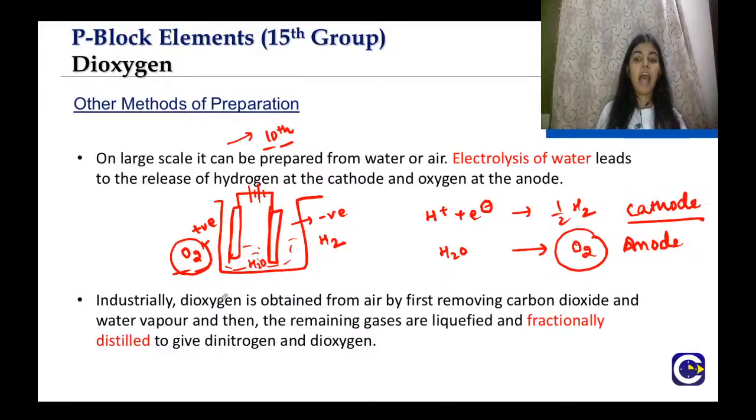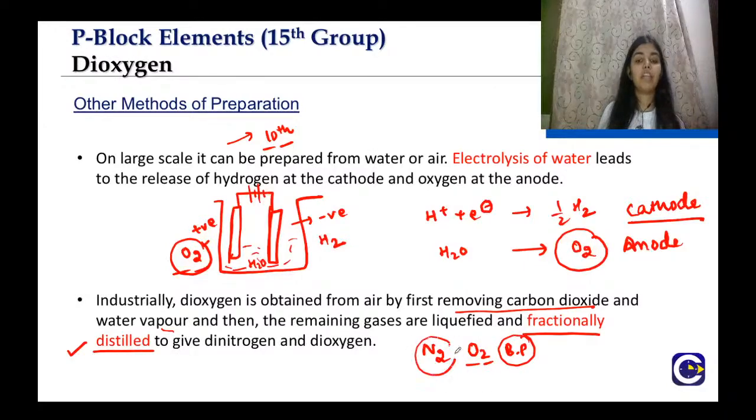Industrially, it is the fractional distillation of air. If we take air and remove carbon dioxide and water vapor from it, the remaining gases will be basically nitrogen and dioxygen, right. Here the boiling point of oxygen is higher. So when you heat to a particular temperature, the nitrogen gets boiled off and you are left with the oxygen itself, because the boiling point of oxygen is higher than that of nitrogen. So this is the basic method of fractional distillation.